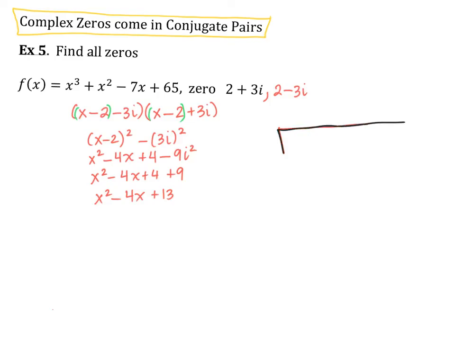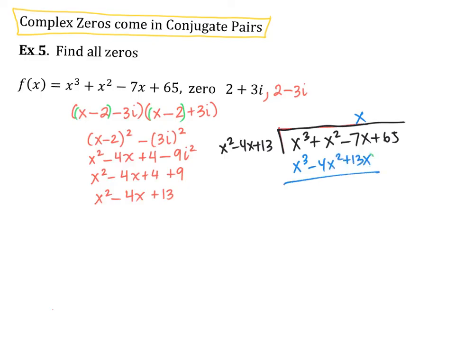That's a lot of red. Okay, x cubed plus x squared minus 7x plus 65, and I'm dividing by x squared minus 4x plus 13. The one advantage I have is that I should get a remainder of 0 because the polynomial came from the zeros. Okay, so x squared, to get x cubed, I need an x. x cubed minus 4x squared plus 13x. Remember you are subtracting here. You don't have to mark it, but you need to remember that that's what you're doing.